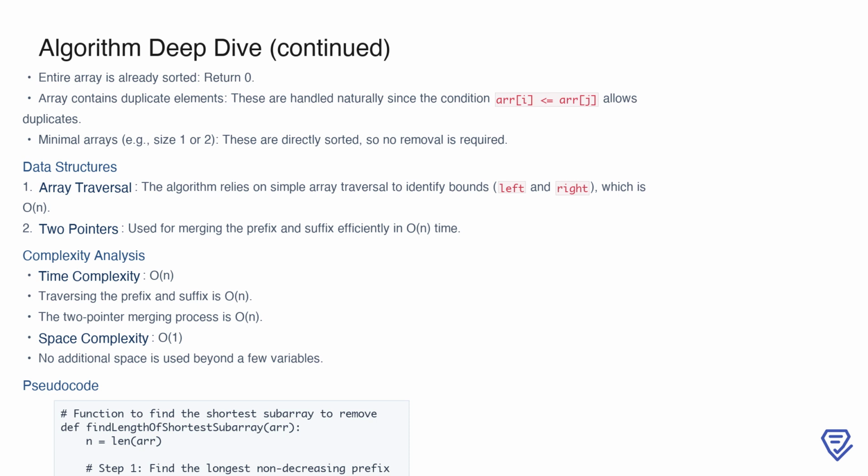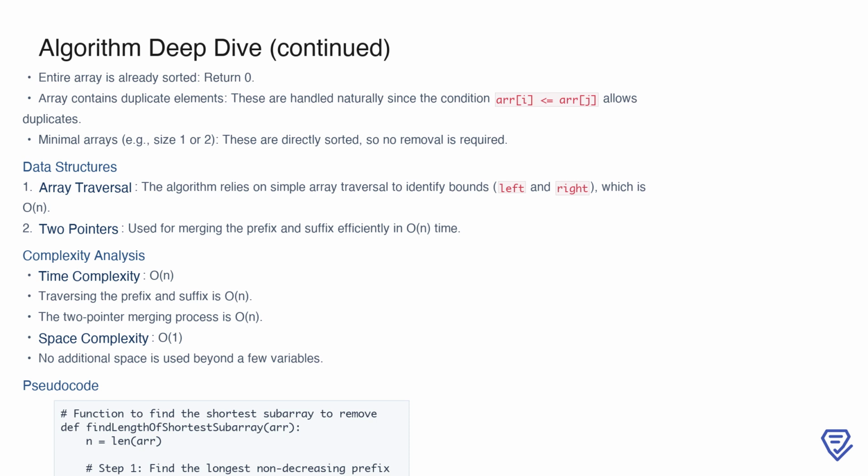As for edge cases, if the entire array is already sorted, we return 0. Duplicate elements are naturally handled by the condition arr[i] <= arr[j], as duplicates still satisfy the non-decreasing property. For arrays with only one or two elements, no removal is needed since they are inherently sorted.